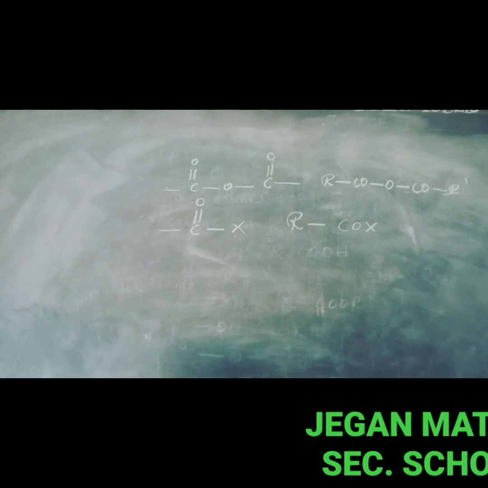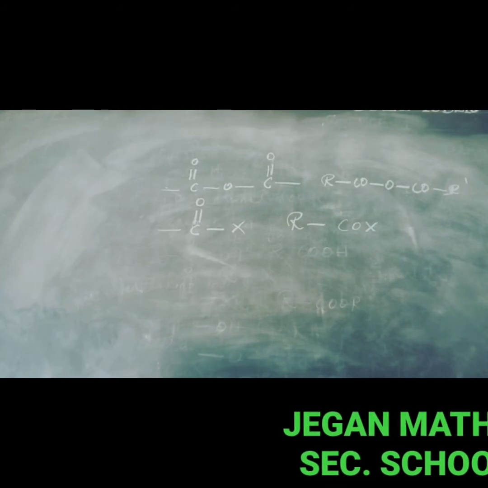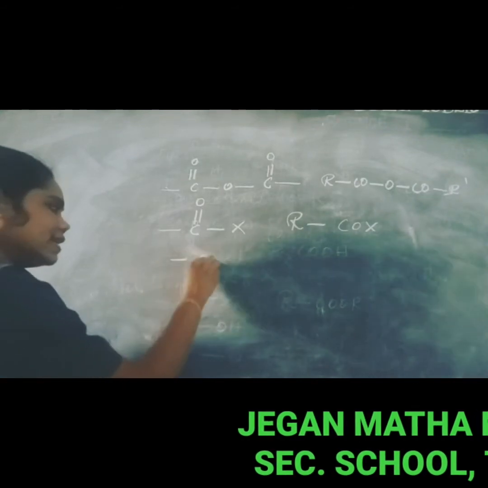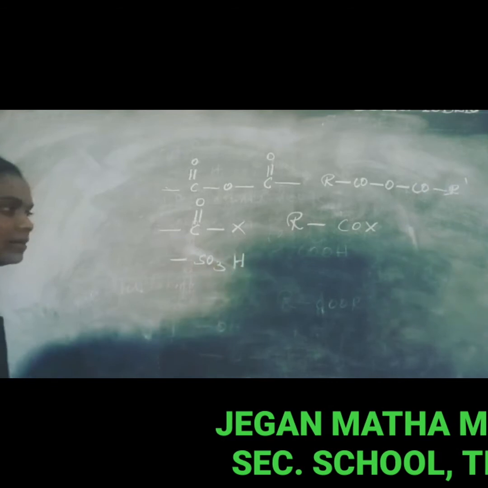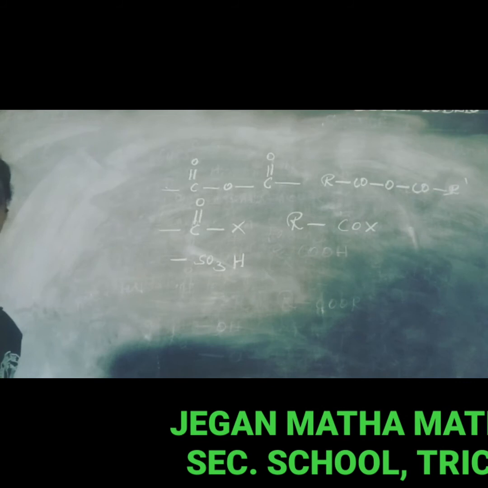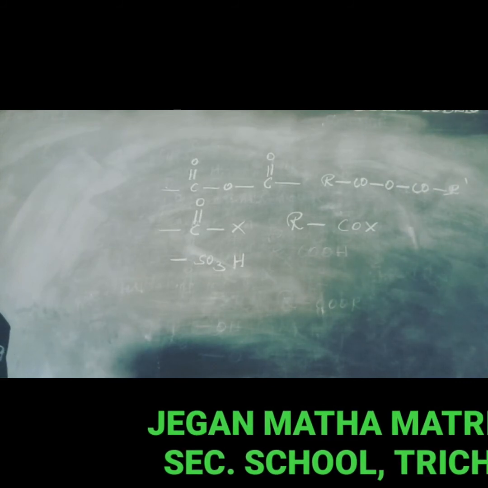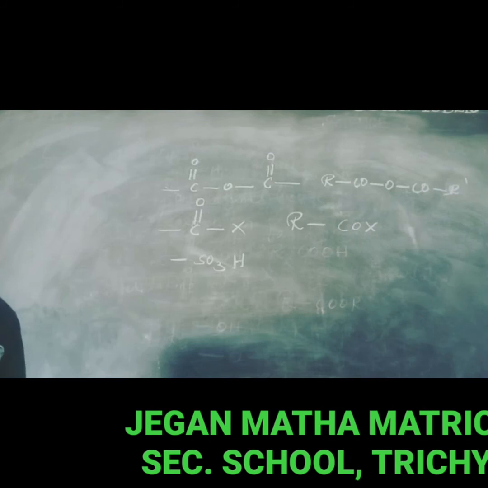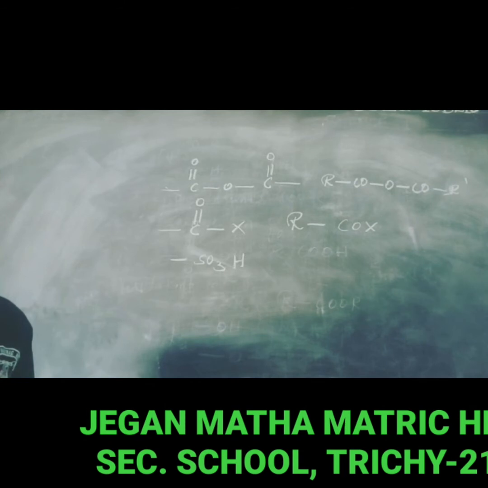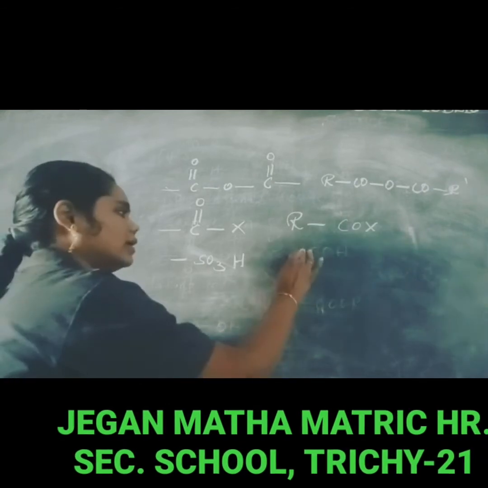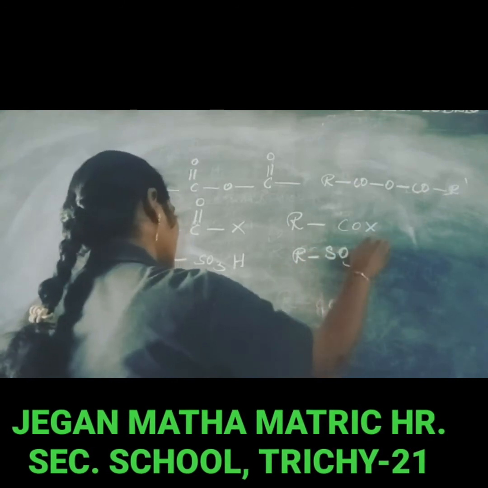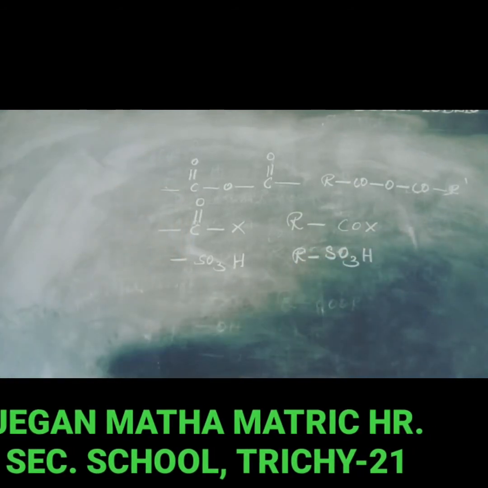And next one, sulfonic acid. The sulfonic acid functional group is SO3H. We have taken this from sulfuric acid. Sulfuric acid is H2SO4. Sulfonic acid means SO3H, so this is the functional group. How to write the general formula for sulfonic acid? R bond SO3H. So this is sulfonic acid.